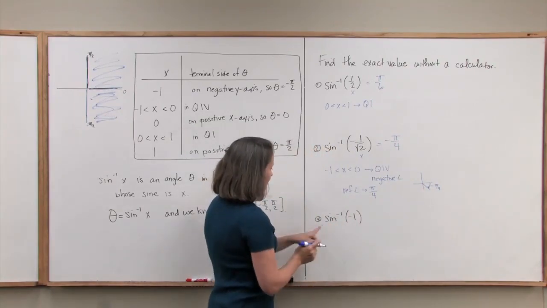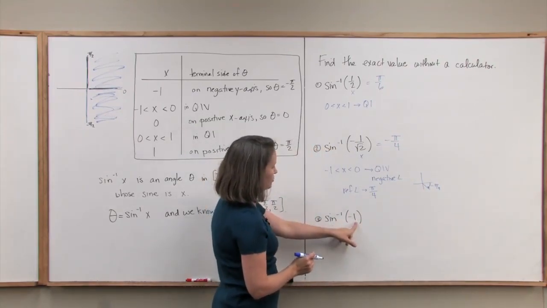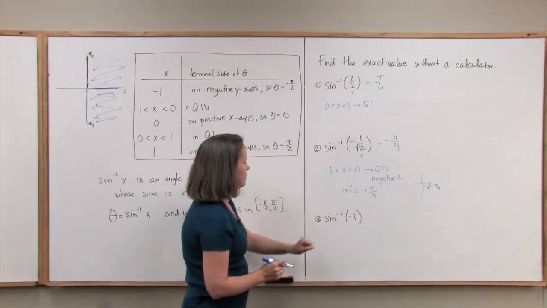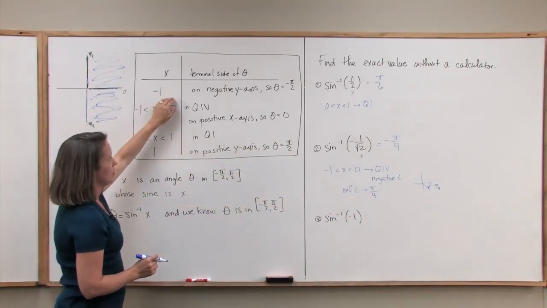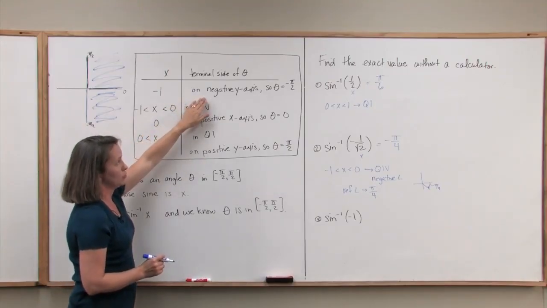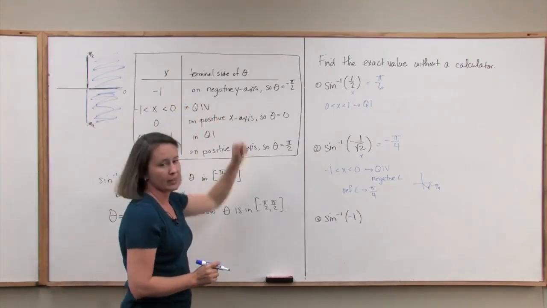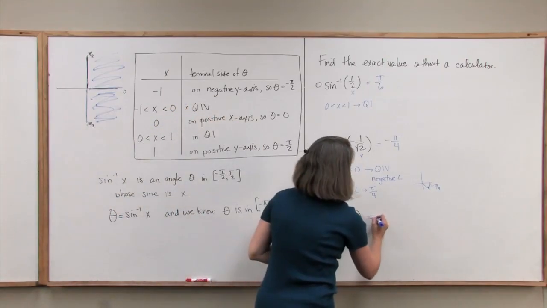Last one. Inverse sine of negative 1. Negative 1 is one of these special cases. The terminal side of theta will land on the negative y-axis, and theta has to be negative pi over 2.